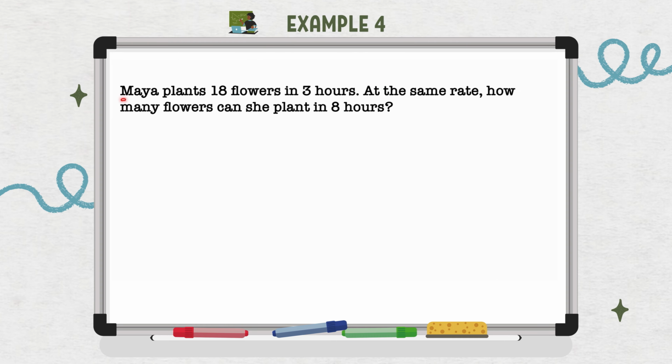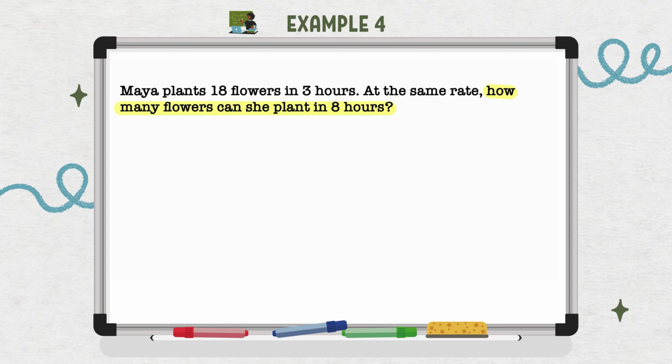Example 4. Maya plants 18 flowers in 3 hours. At the same rate, how many flowers can she plant in 8 hours? First, let's highlight the question. So the question is, how many flowers can she plant in 8 hours? Do you notice something about this question? Yes, this is a 2-step equation.